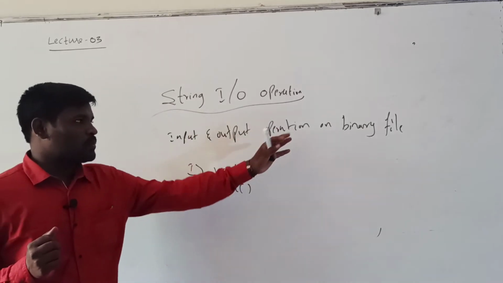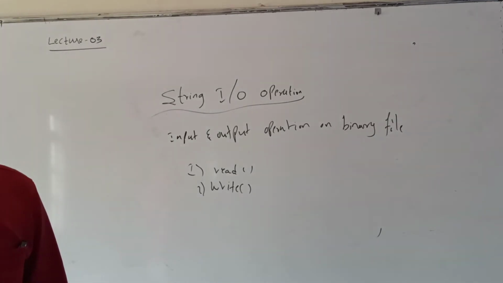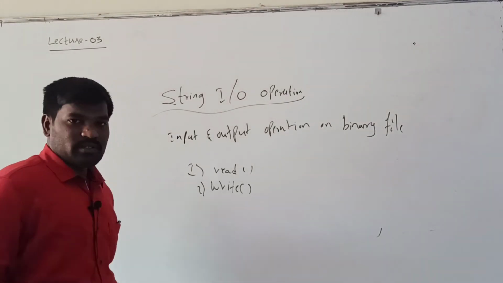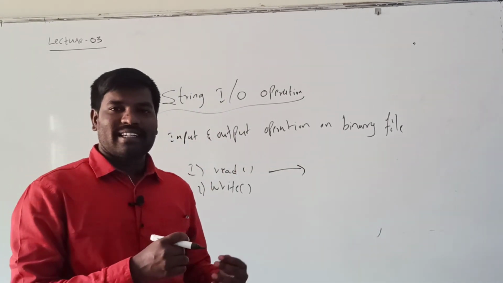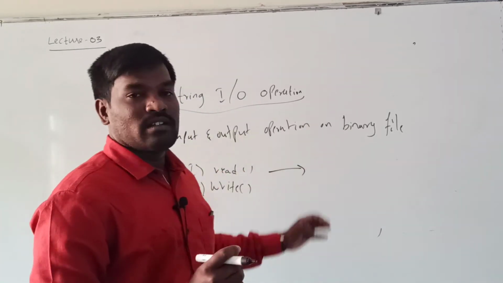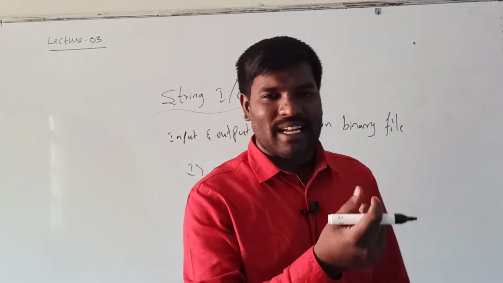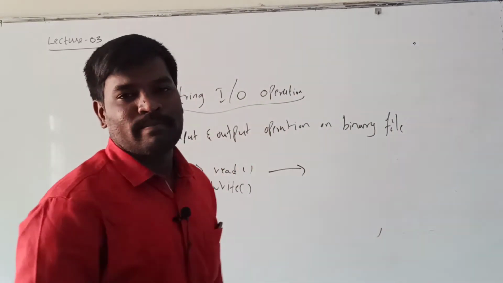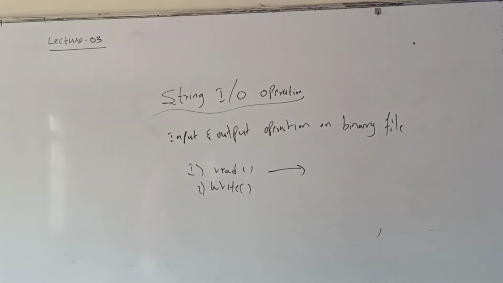So input output operations on binary file consist of two types. The first one is read and the second one is write. Reading means getting the data or characters from the file. Whatever file is already created, it consists of some lines or some characters. With the help of the read function, we get the characters and print them. Write means with the help of write, you can write the content into the file.